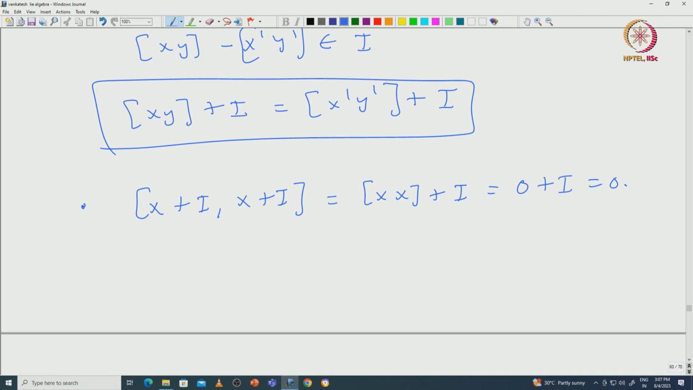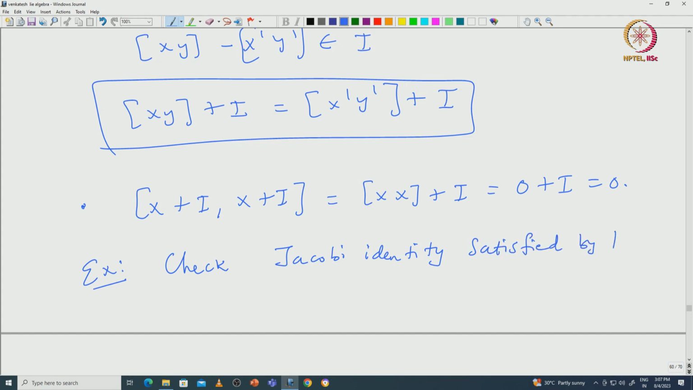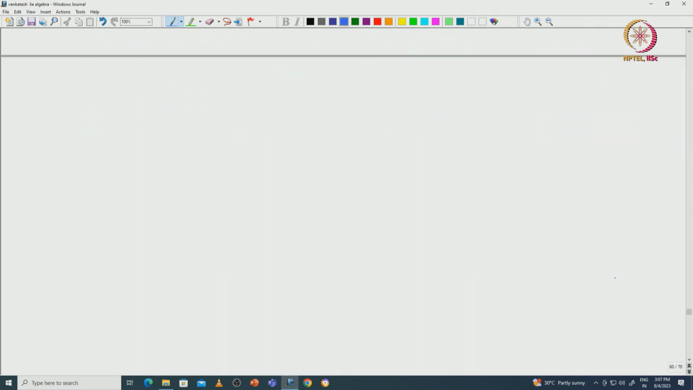Similarly, I will leave it to you to check that the Jacobi identity is satisfied by this product. So that makes this a Lie algebra. You have this G mod I with this new product, which is induced from G, and that makes it a Lie algebra. So this is one way to get some interesting Lie algebras.